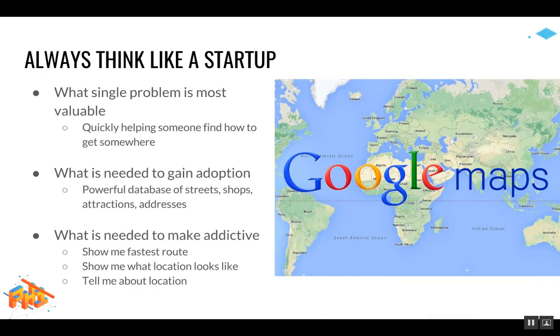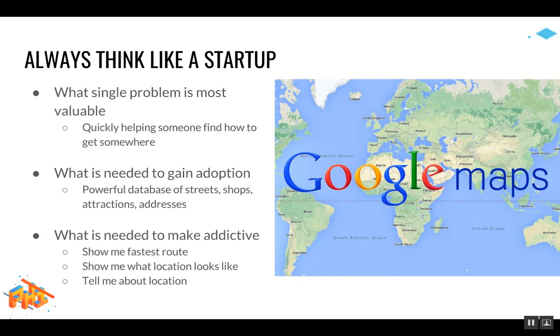Now, Google comes in. They think like a startup. They have to identify what the single most important problem is to solve. And it's quite simple: quickly help someone find how to get somewhere. This is what people wanted. Now, what would they need to gain that adoption? They're going to need a powerful database of streets, shops, attractions, addresses. This is the key to unlocking the power that MapQuest did not at the time.